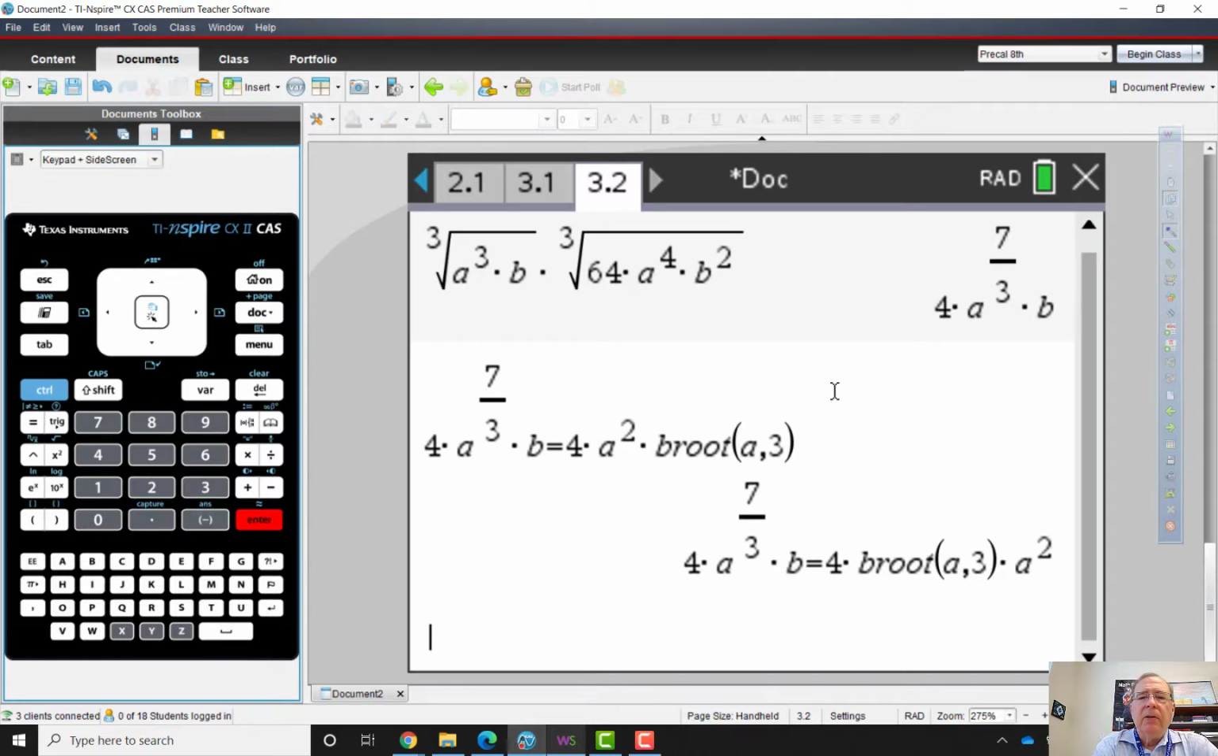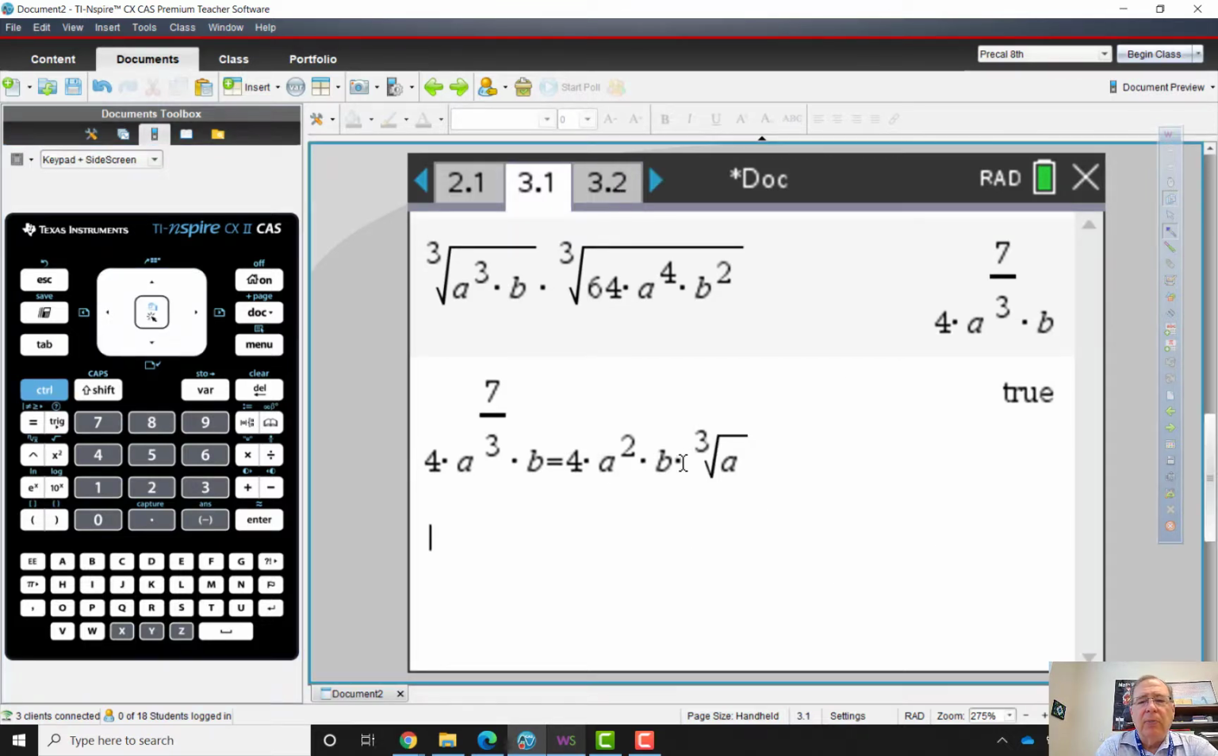So when we do this to get it right, we had to put in the times sign between the b and the cube root, even though if it's cube root, it takes it as implied multiplication. So that concludes this video.